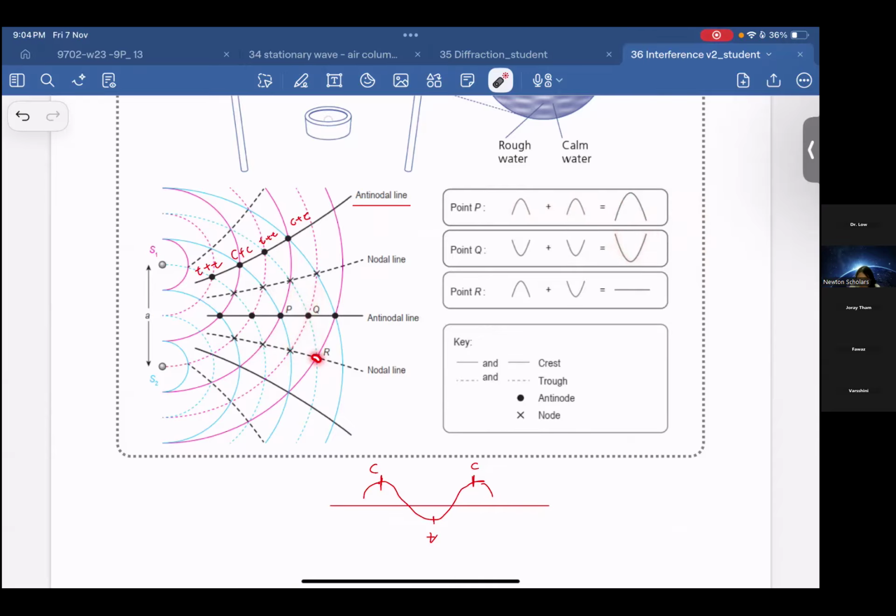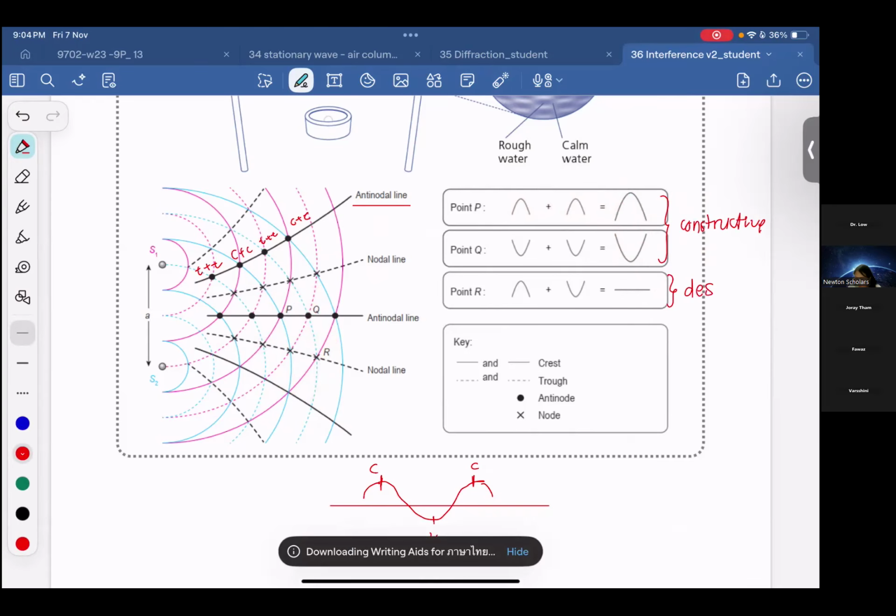Point R is here. You see point R, one solid line crest overlaps with a dotted line, trough. Crest plus trough, I get a destructive. So these two are called constructive interference. This one is called destructive interference. Okay, until here, any question?